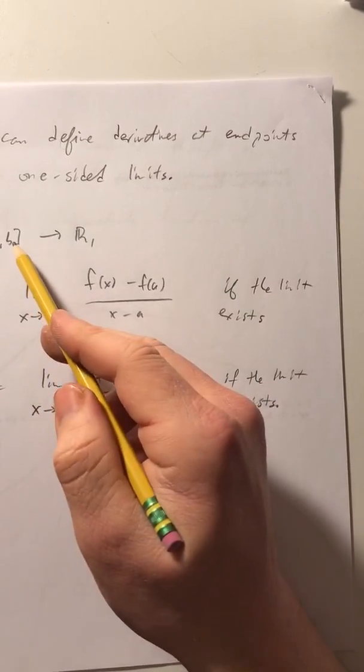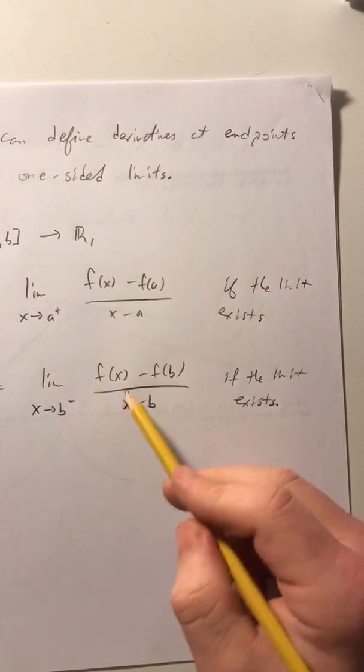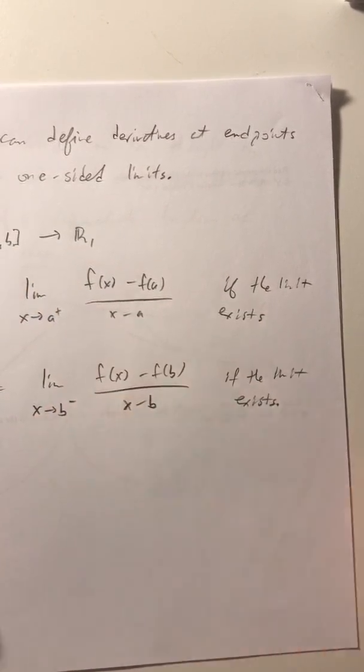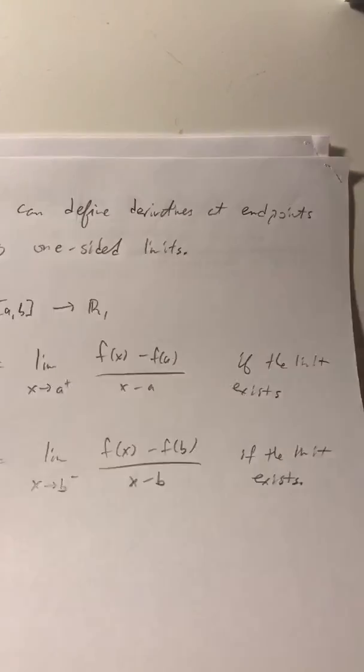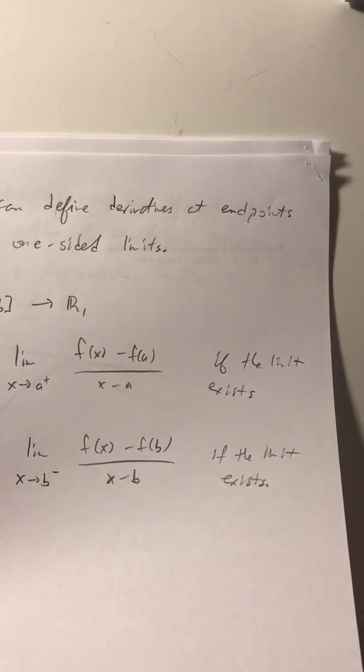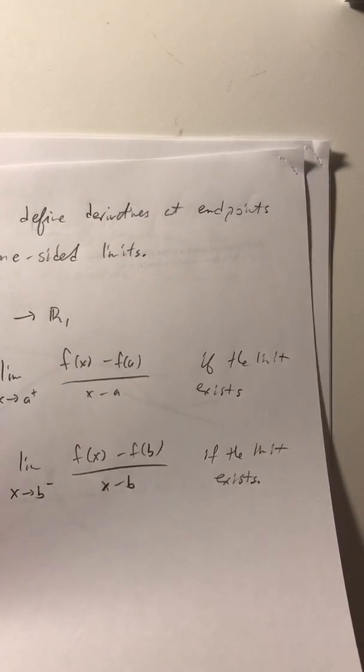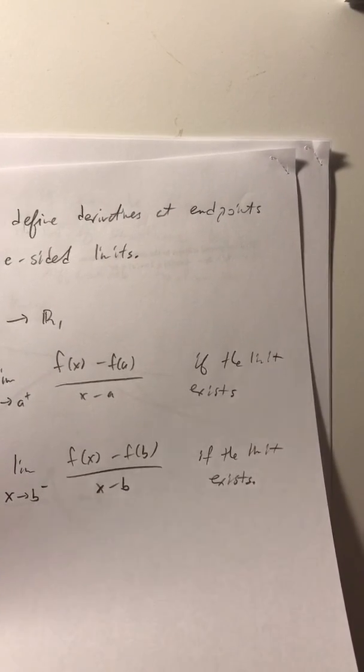Same thing here, I can define the derivative at b, but the function's not defined to the right of b, so I have to approach it from the left. So I take the limit from the left. So I can do one-sided derivatives, and it makes perfect sense. We don't see it that often, but it's convenient to know that it's there.